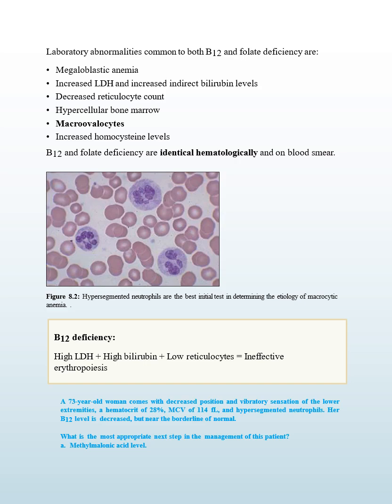On slide number 15, we'll see figure 8.2. We can see here hypersegmented neutrophils, how they look. And this is the best initial test to determine the etiology of macrocytic anemia. Also, there are other laboratory abnormalities for both B12 and folate deficiency.